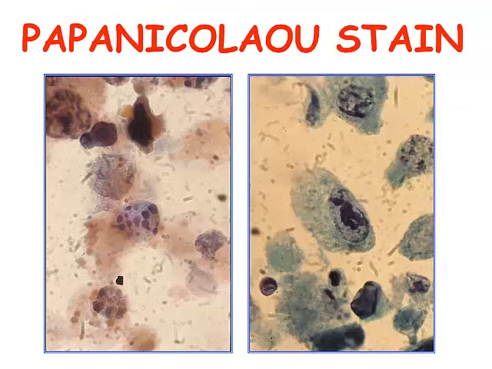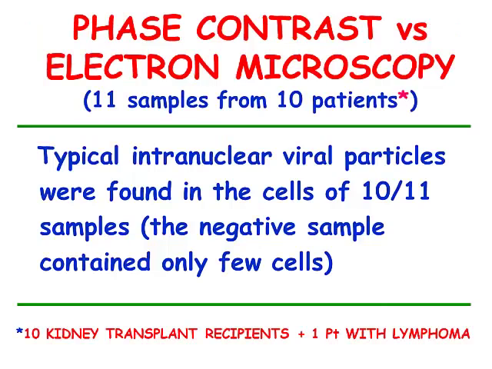Thank you. These are some images we have obtained with Papanicolaou. You see that we can see the same changes that we were able to see by phase contrast microscopy. And in order to be sure that what we called decoy cells were actually decoy cells, we performed electron microscopy of 11 samples containing the so-called decoy cells from 10 patients. And in 10 out of 11 samples, we were able to identify the typical intranuclear viral particles, which confirmed that what we called decoy cells were actually decoy cells.